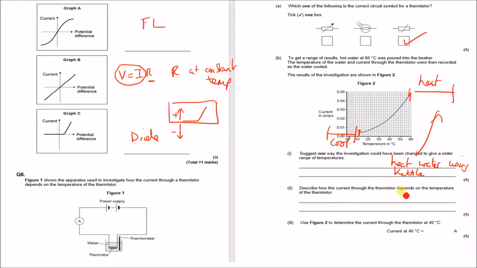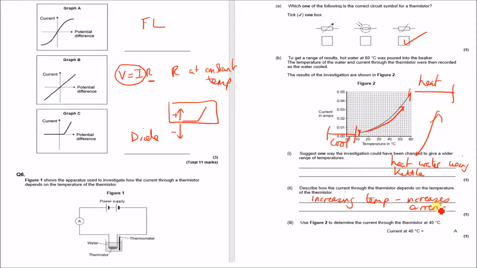Describe how the current through the thermistor depends on the temperature of the thermistor. So as you can see, as we increase the temperature, the current also increases. So increasing temperature increases current.